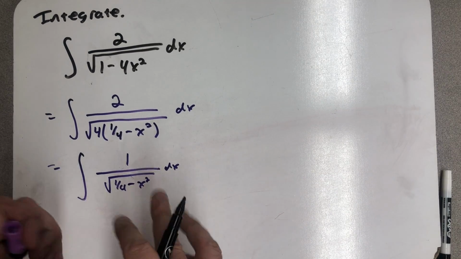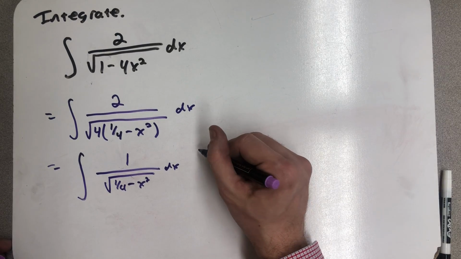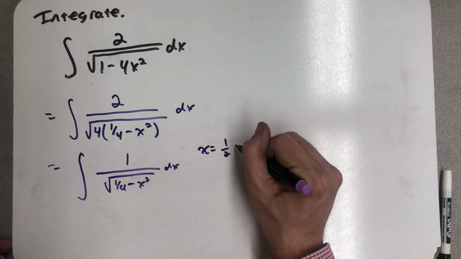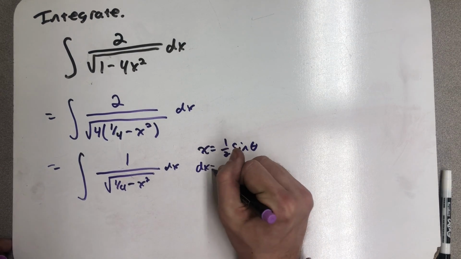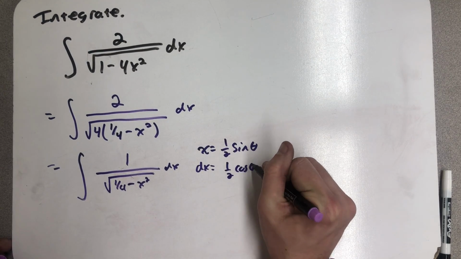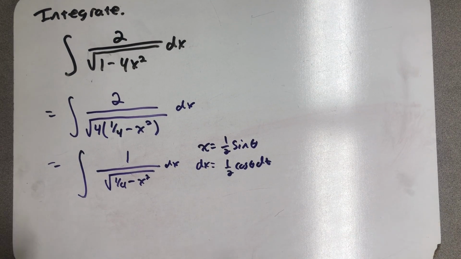So I see an a squared, where a is 1/2, minus x squared. And so not only do I see a trig substitution, but I know that my substitution should be x equals 1/2 sine theta. Finding dx, I know that dx is 1/2 cosine theta d theta. So let's apply our substitution and see what happens.